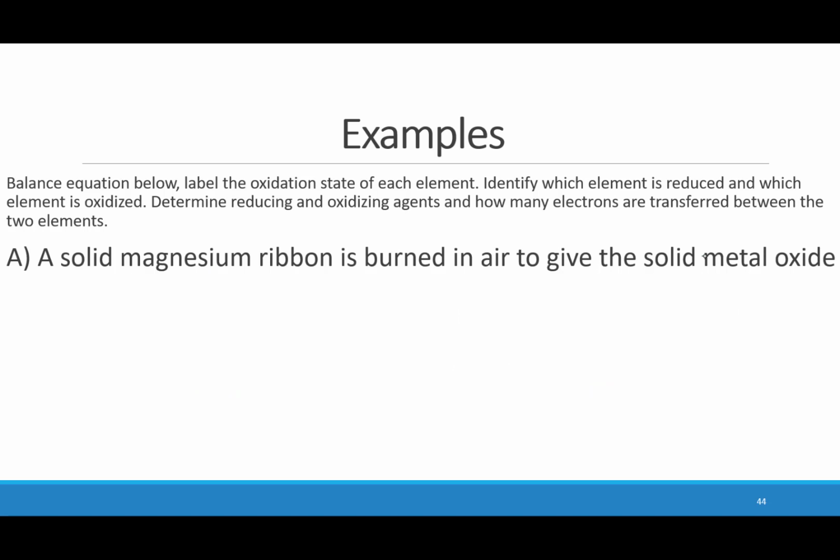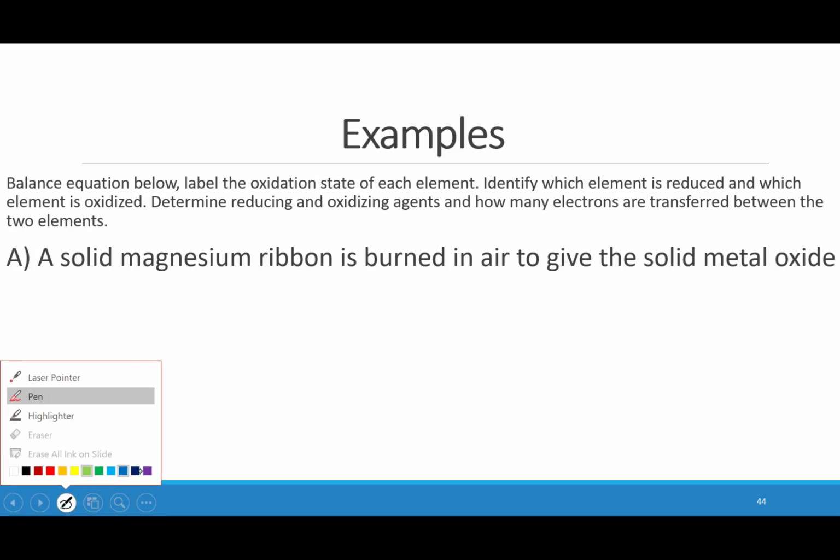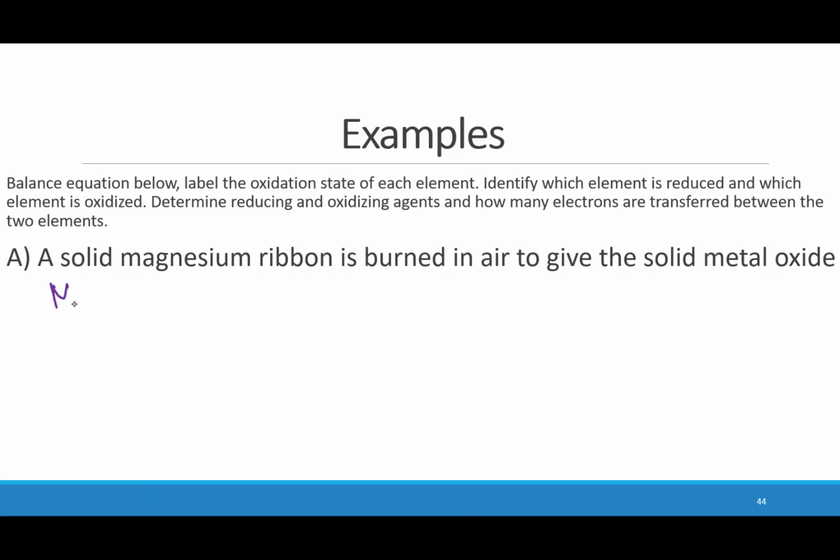Now let's do this problem. What you want to do for this particular example is to tell me which reactant is reduced, which one is oxidized, which one is a reducing agent, which one is the oxidizing agent, and how many electrons are being transferred. Okay. Then magnesium reacts with, when it says burned in air, that means it's reacting with oxygen.